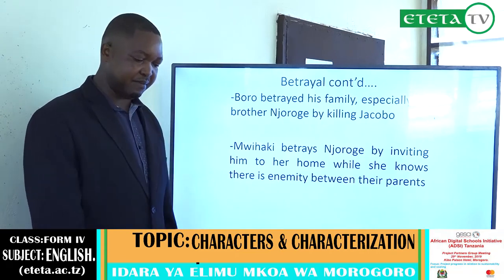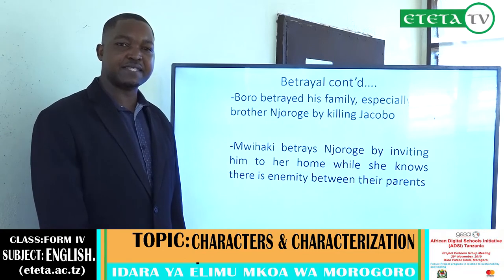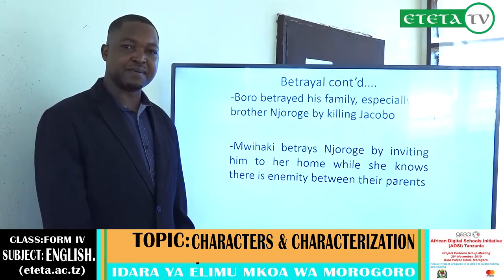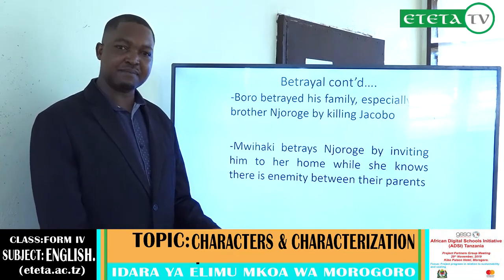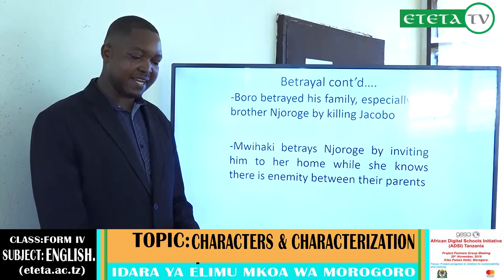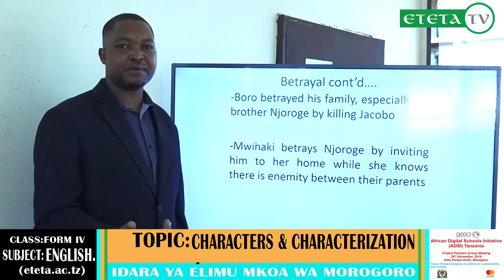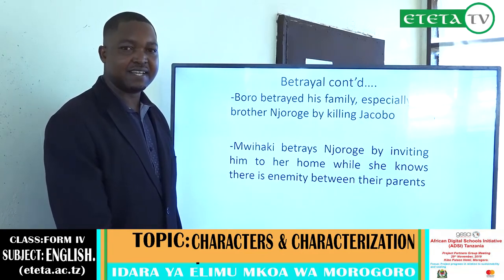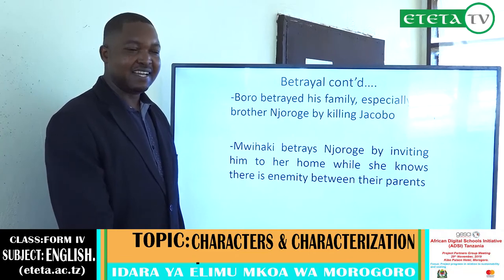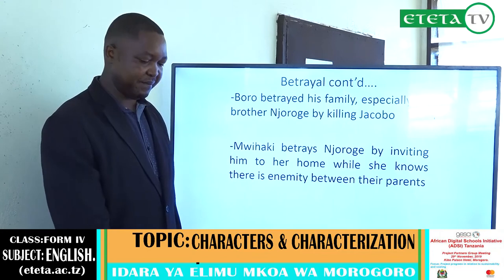But also, Boro betrayed his family, especially his brother Njoroge, when he killed Mr. Jacob. And he exactly knew that Mwihaki and Njoroge were very close friends, and Njoroge is his young brother. So by killing Jacobo, it was a very big betrayal. But there was no other way he could do. Being an activist, a Mau Mau fighter, he could kill anyone, even his young brother, if he betrayed him.